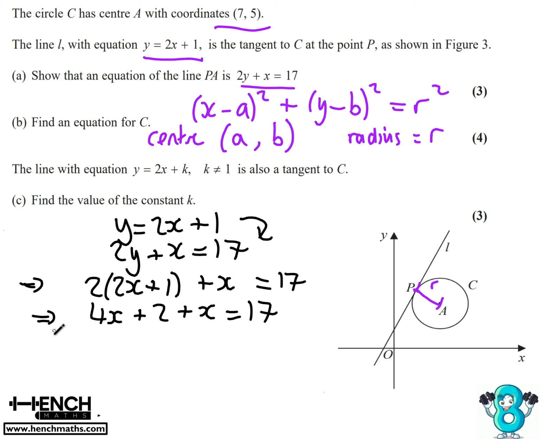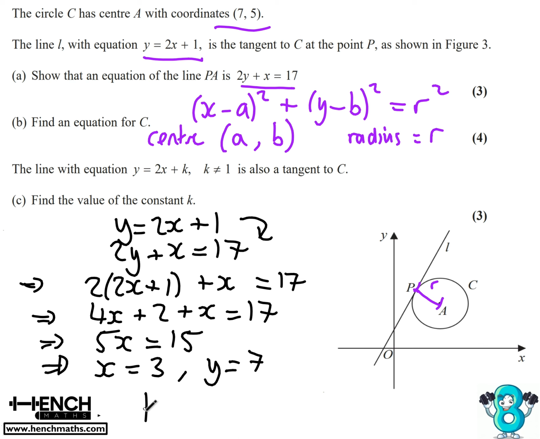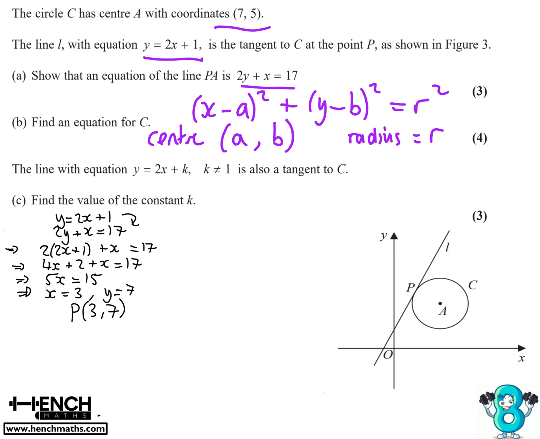So to take the 2 over, add the x's, you get 5x is equal to 15. Some nice numbers. So x is equal to 3. And that means that if you sub x into y equals 2x plus 1, we get y equals 7. So we've just found P. P is 3, 7. And we already knew A was 7, 5. So if we can find the distance between these two coordinates, we will have found our radius. And there's a couple ways to do that.